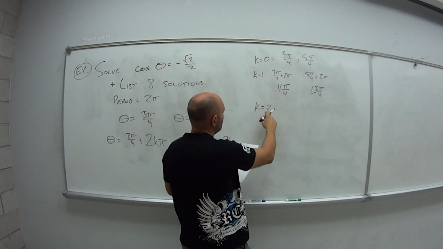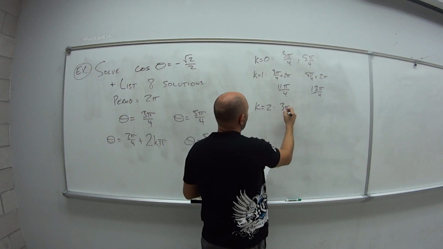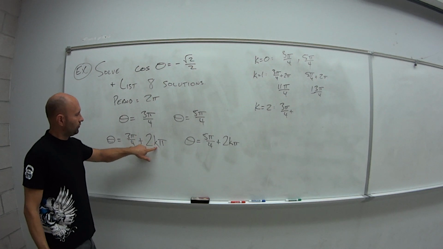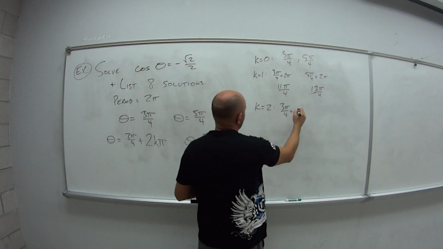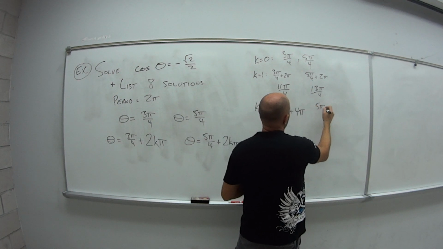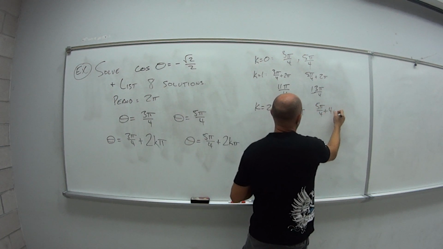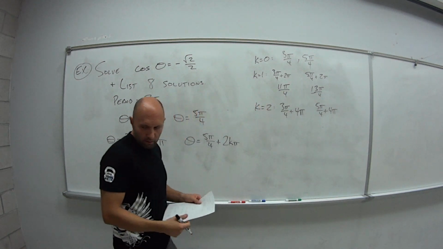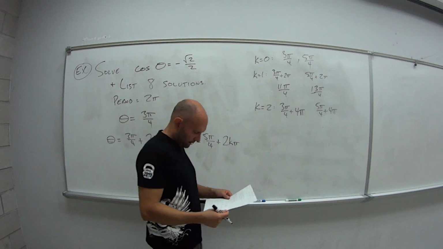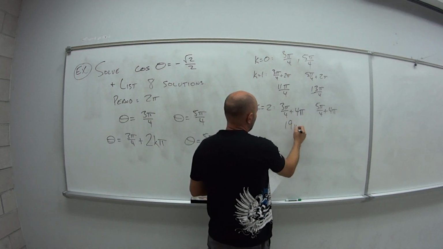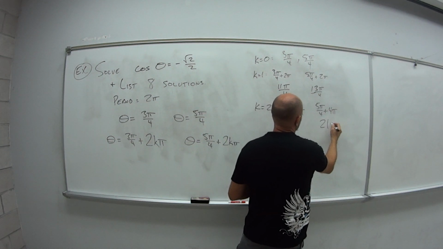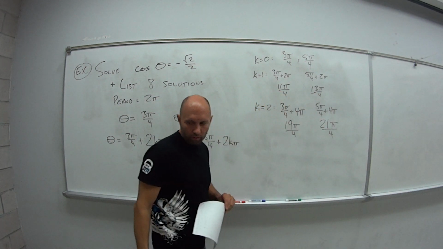So when we do k is equal to 2, we get 3 pi over 4, and 2 times 2 is 4 times pi. So this is plus 4 pi, and 5 pi over 4 plus 4 pi. And when we calculate these, we get 19 pi over 4 and 21 pi over 4.